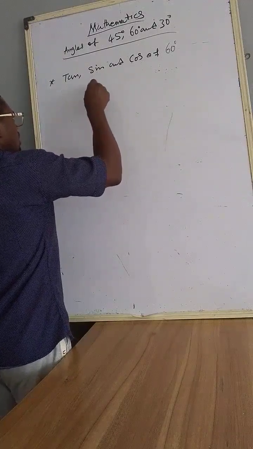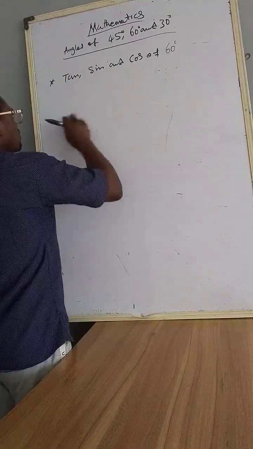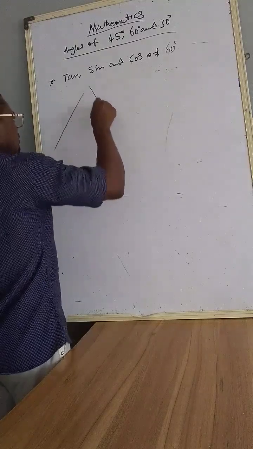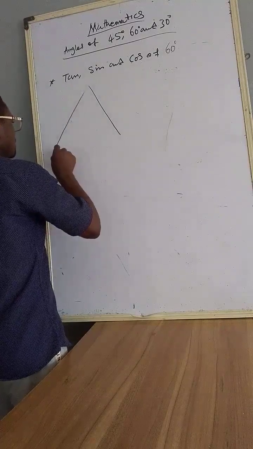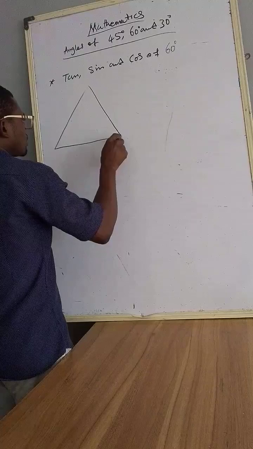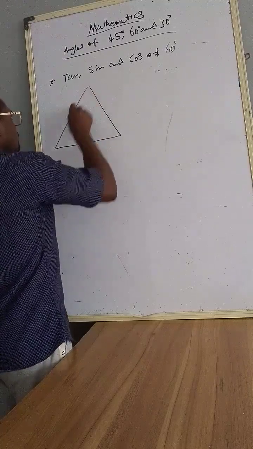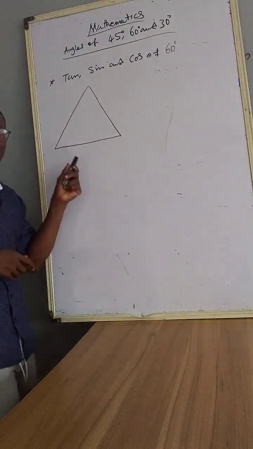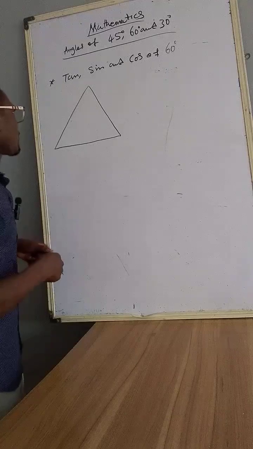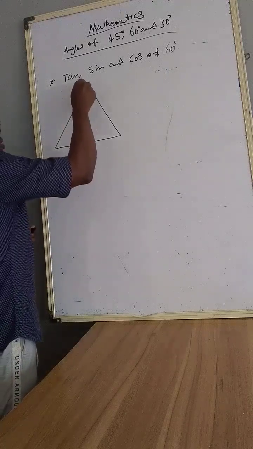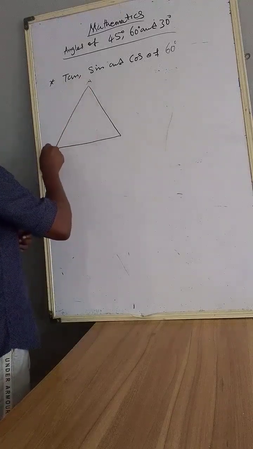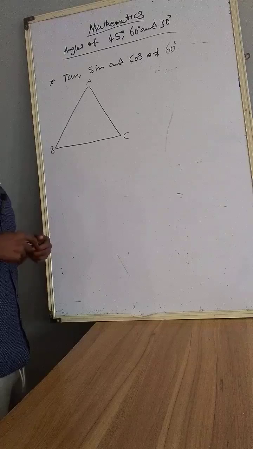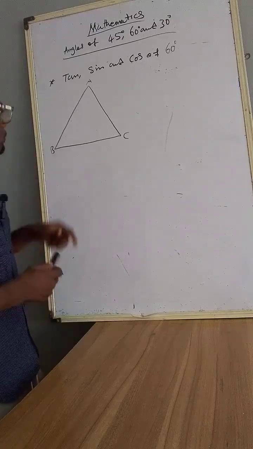Let us draw an equilateral triangle. Let me use this equilateral triangle. This is an equilateral triangle. Okay, so let me name it A, B, C, no matter whichever letters you like to use.